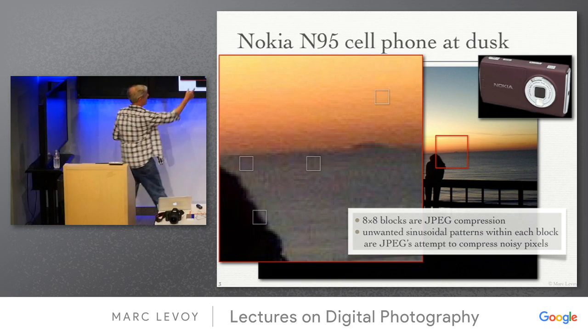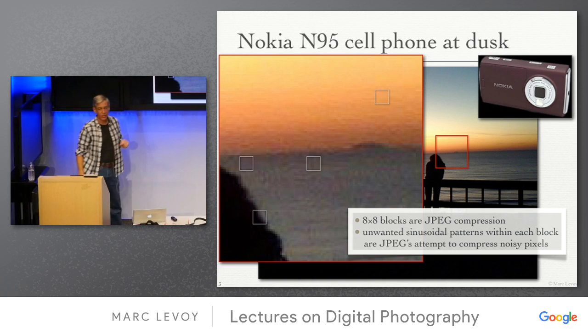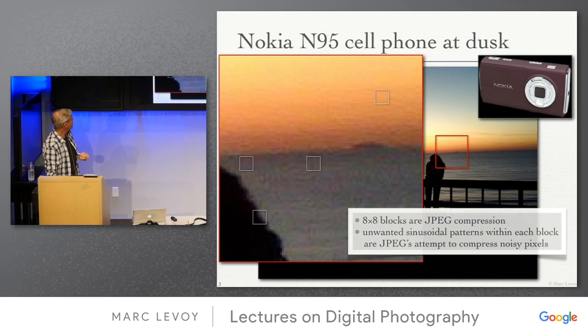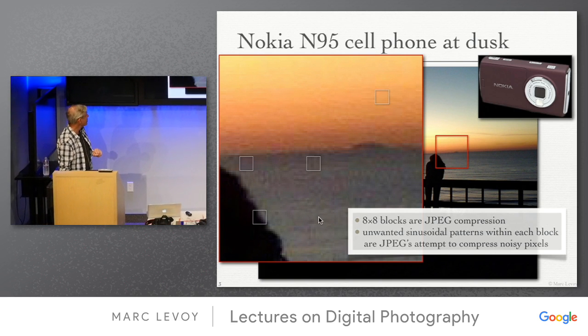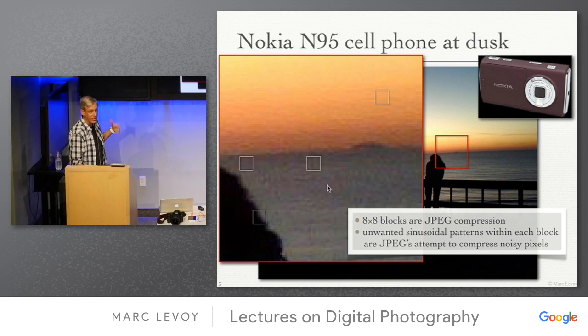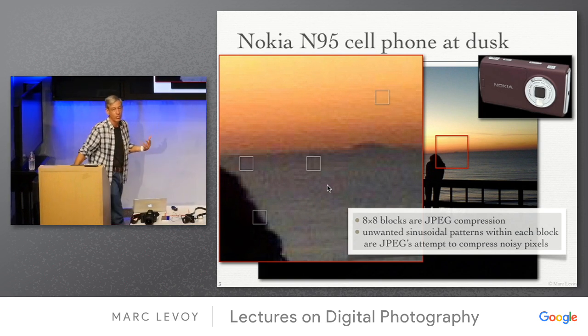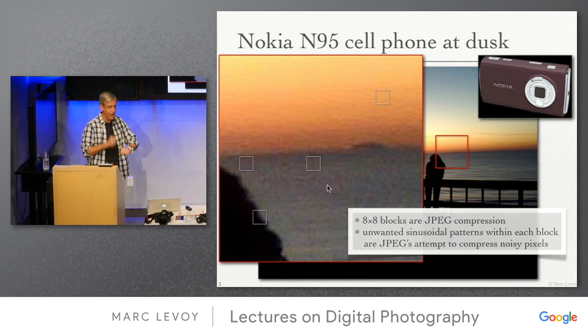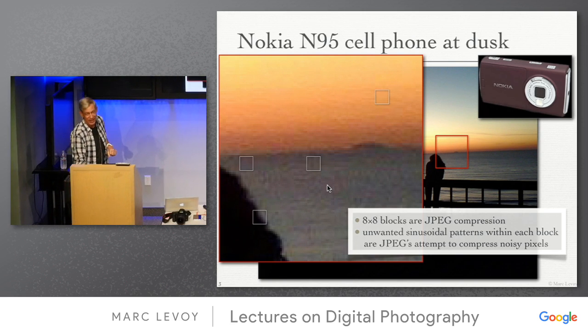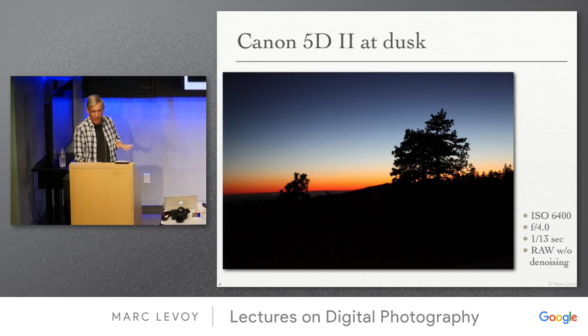And indeed, those are 8 by 8 pixel blocks there. And you can see that those blocks, the block boundaries kind of continue down, and then you can see various things happening. So this is JPEG's attempt to compress and efficiently and properly represent all the noise. That's what's causing that. So let's look at images without JPEG compression.